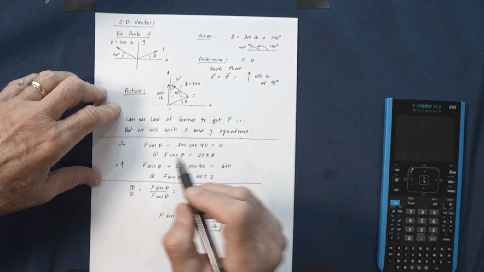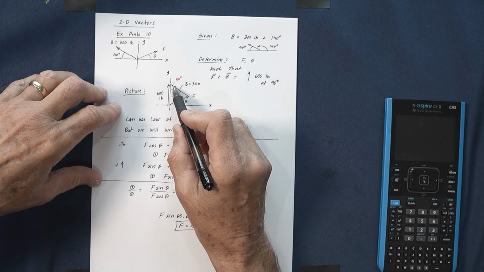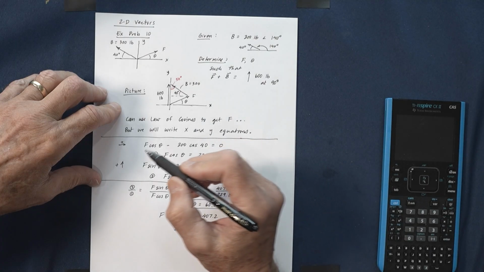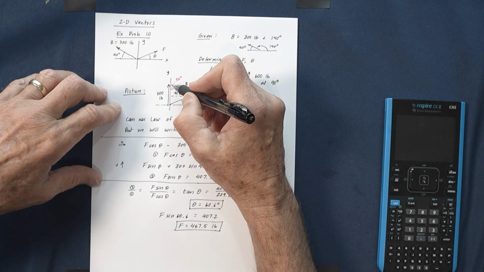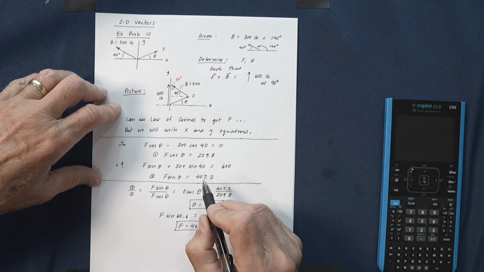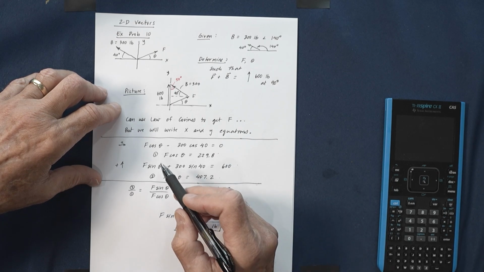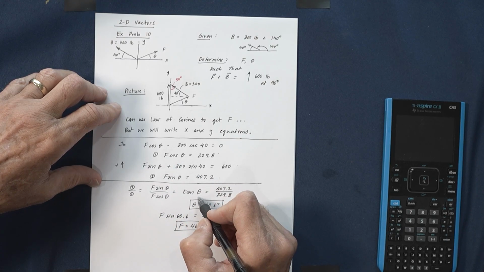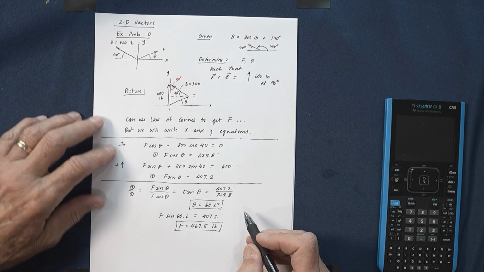So based on this picture, in the x direction, I have F cosine theta minus 300 cosine 40 is equal to 0. In the vertical direction, I have F sine theta plus 300 sine 40 is equal to 600. And that gives me equation 1 and equation 2. I divide equation 2 by equation 1. The F's cancel. I get tangent of theta is equal to 407.2 divided by 229.8.